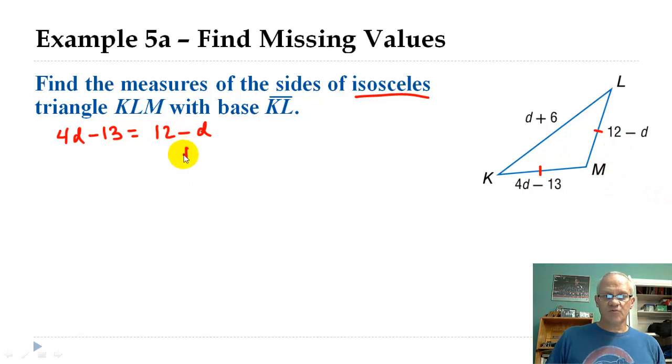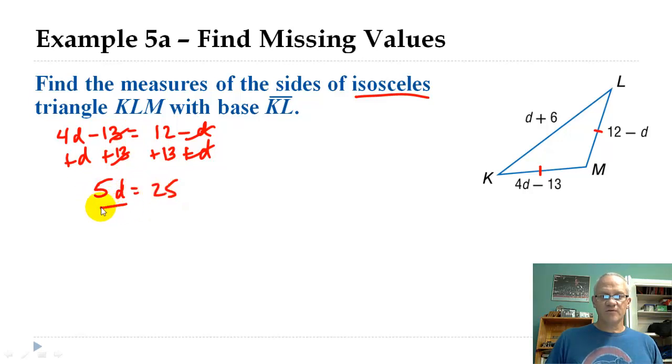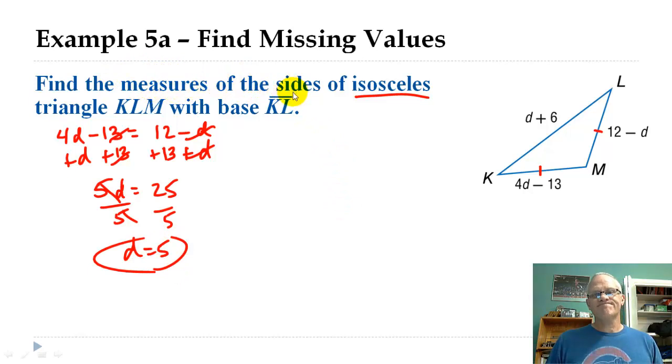And so then I'm just going to go plus D, plus 13 on both sides. So 5D equals 25. Divide by 5. So D equals 5. Yay. Oh, but wait. Weren't we supposed to find the measures of the sides? Okay, well, what do we need to do then? Just plug it back in to each side to find out.